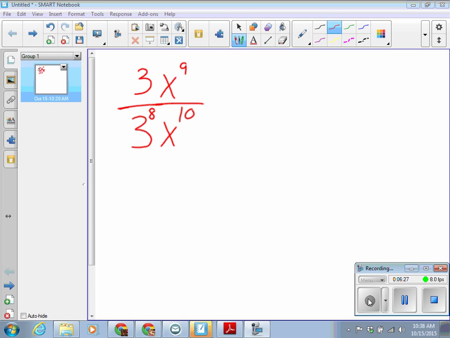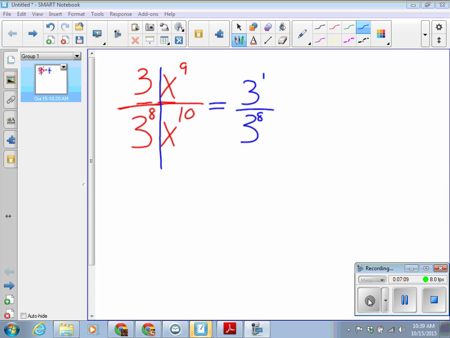All right. So we have 3 times x to the 9th over 3 to the 8th times x to the 10th. Let's work this out. Now, problems that are complicated like this, I like to separate. I think of them separately. I like to think of them by the base. So we have 3, which is just like saying 3 to the first power, over 3 to the 8th power.